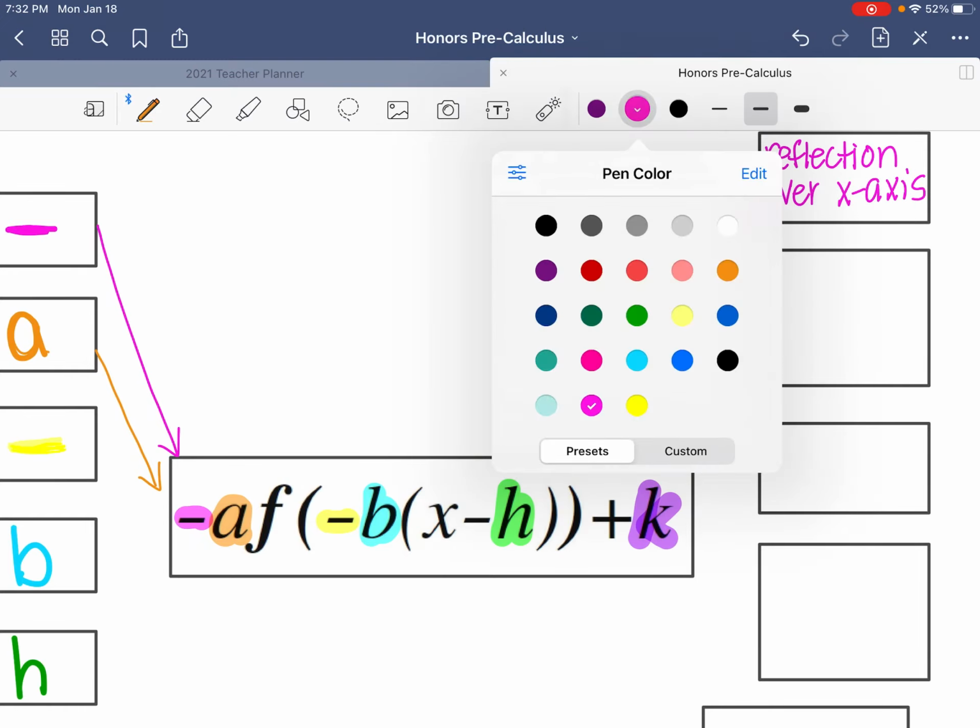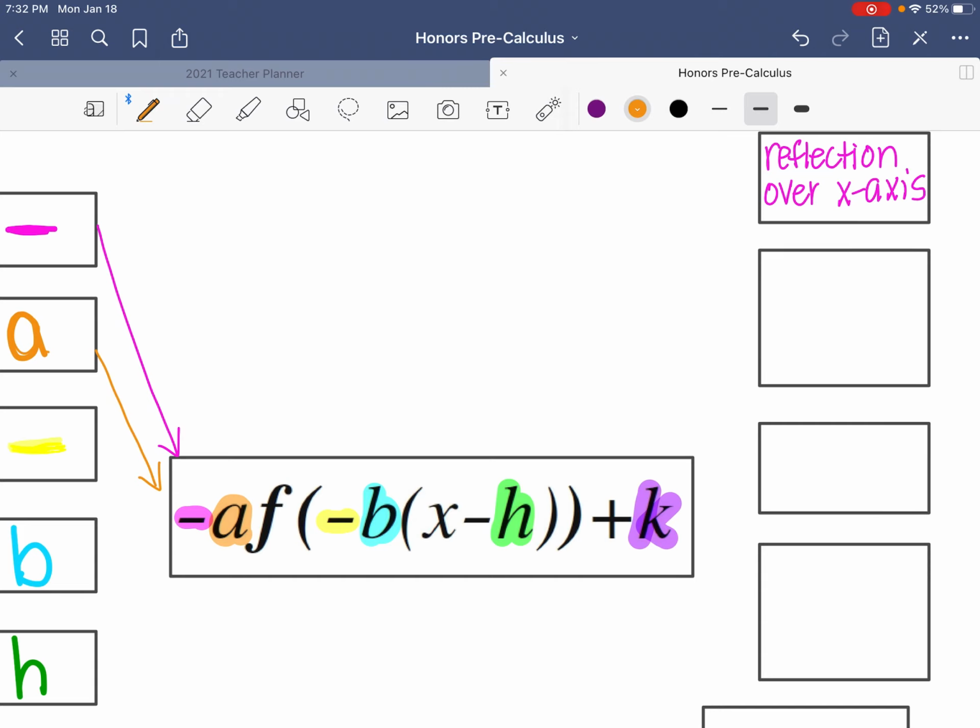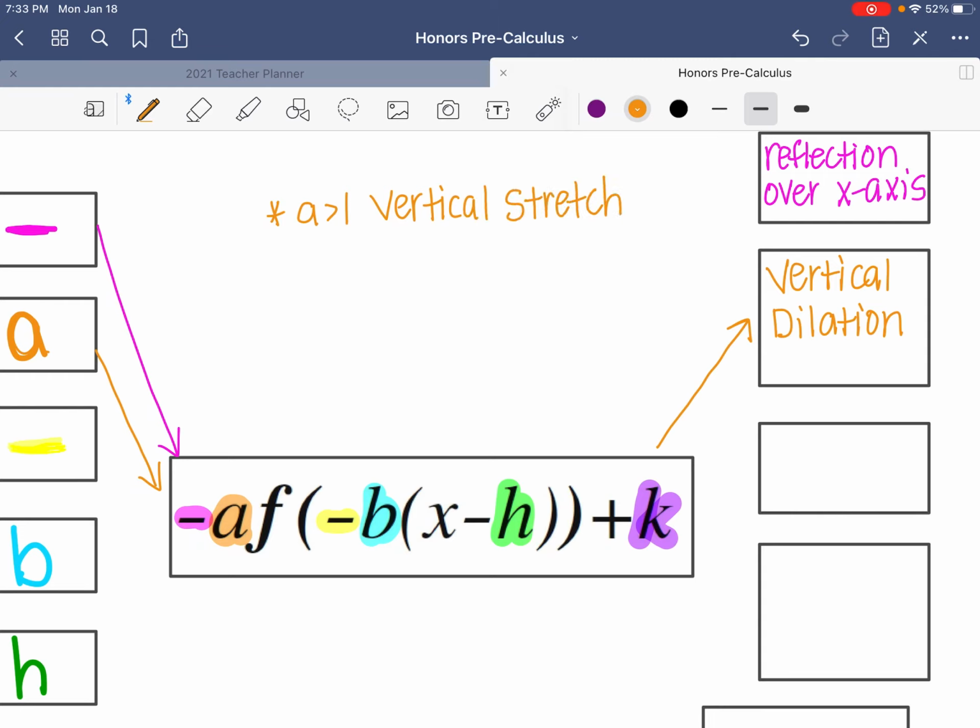So if I have a negative in front of the function, it is a reflection over the x-axis. That a value in the front is going to make my graph look skinnier or fatter. It's called a dilation, and this is called a vertical dilation. Now, that vertical dilation has two cases, and those two cases are going to happen when that a value is a certain number. So if my a value is greater than 1, then I have a vertical stretch.